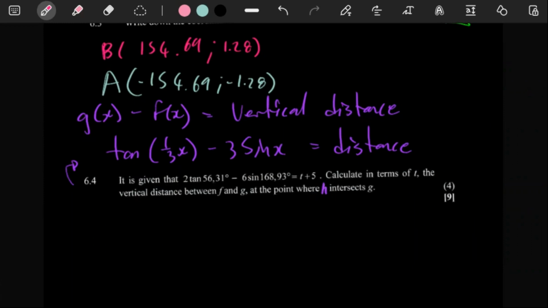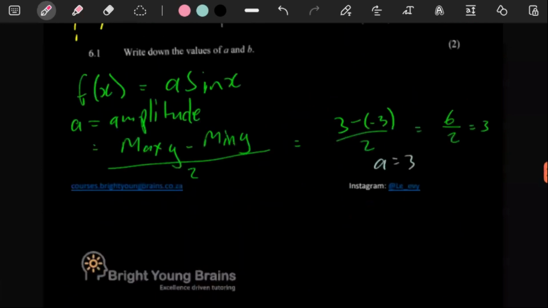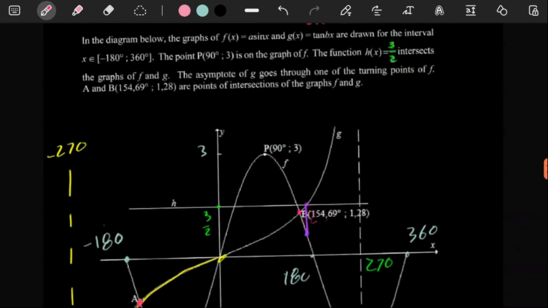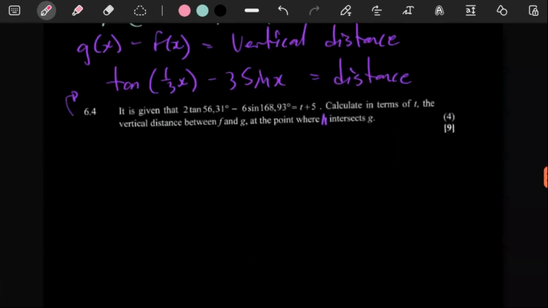What can we do? Let's just get the x value where h meets g, because for you to get the actual distance, you just need the x value where these two are aligned. So to get that x value, remember the equation of h, the y value there is just 3 over 2. So in the equation of g, we can just put 3 over 2 first and see what happens. In the equation of g of x, we know that the y value is 3 over 2.